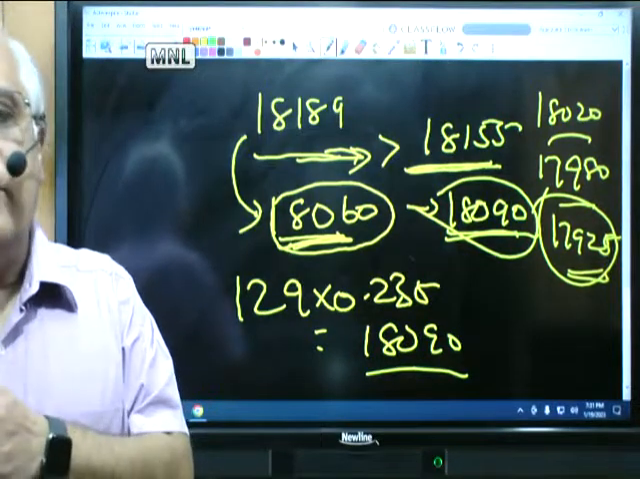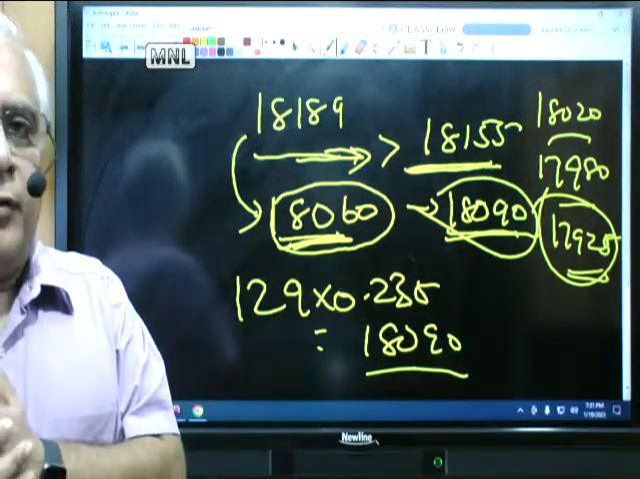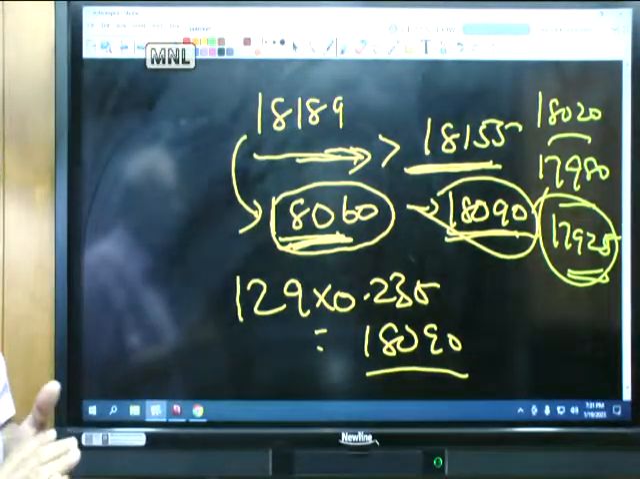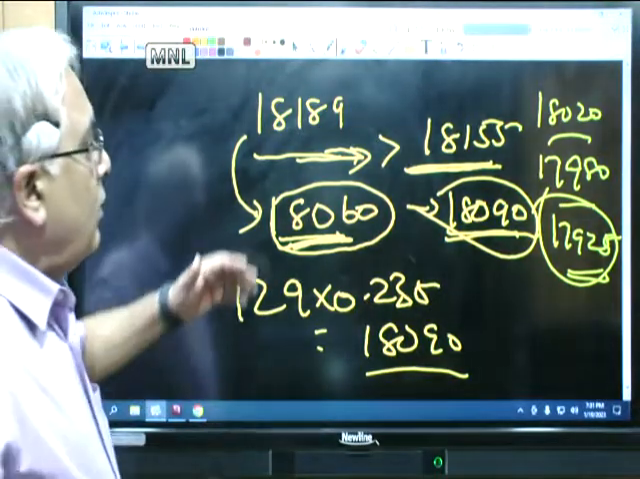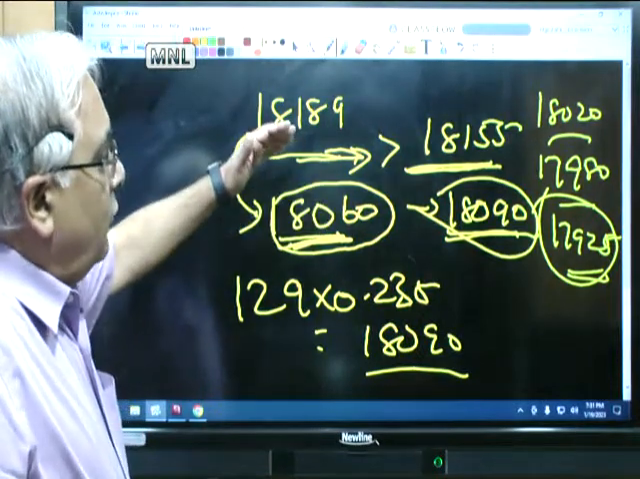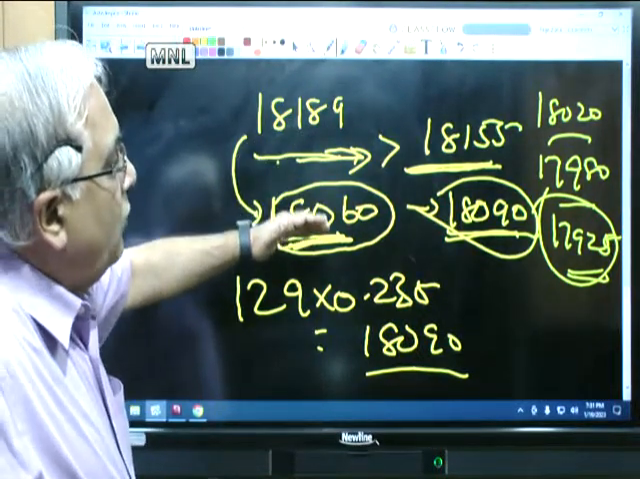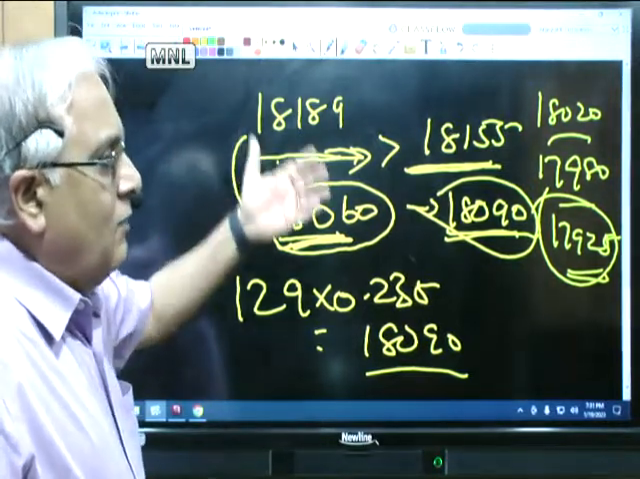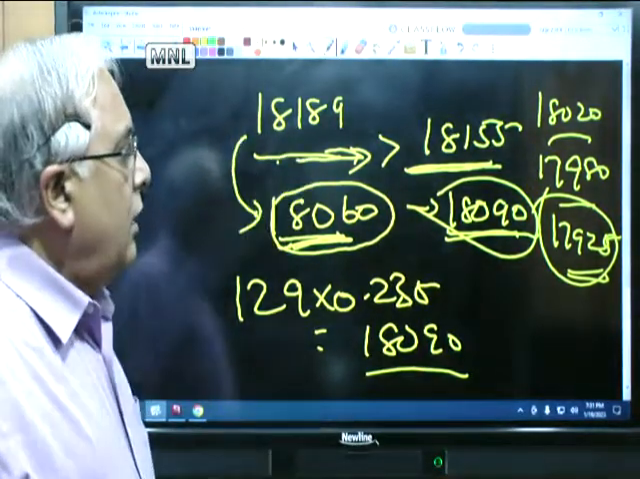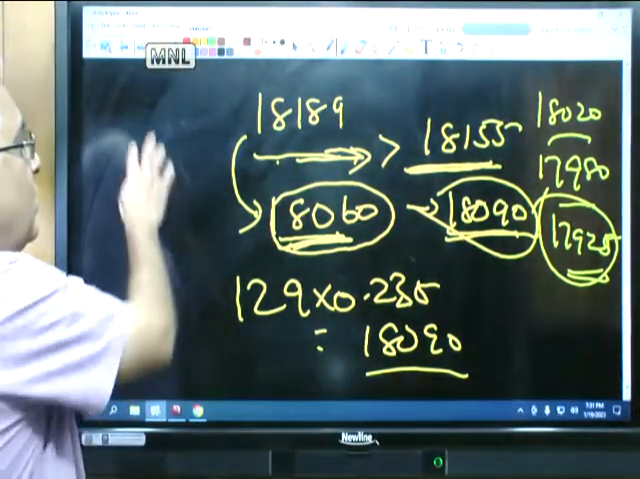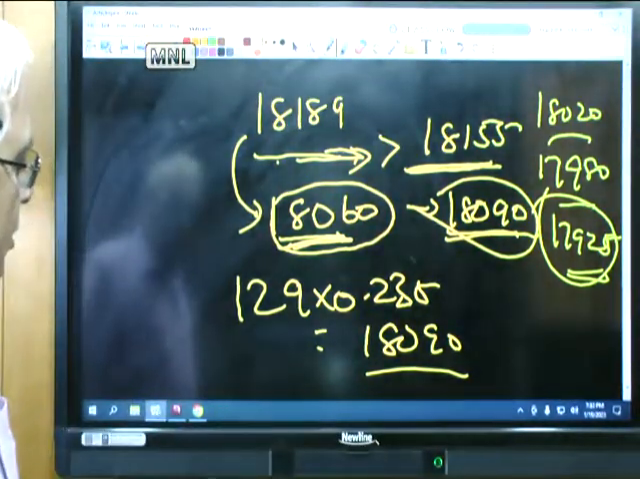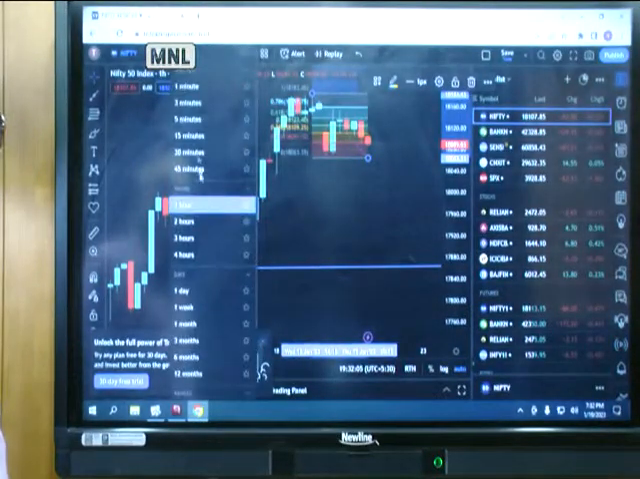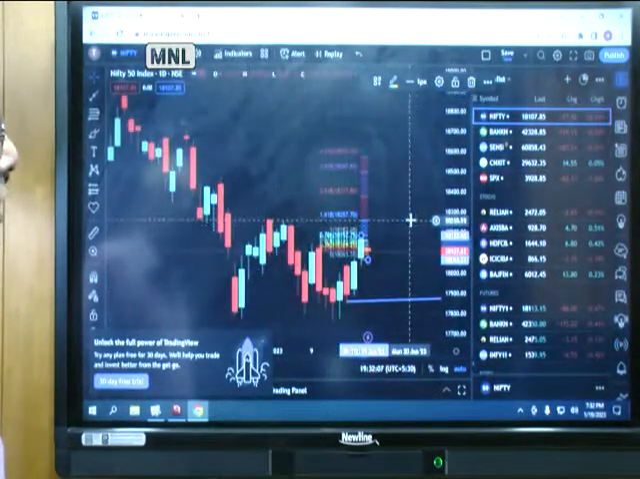Now, where do we take the profits? Suppose it starts to move up straight away; 18,189 to 18,060 is 129 points. Which higher levels are we looking at? It is 18,265, because that is where the market got resistance, right? So we look at the resistance levels where we can take the profit for the intraday, or any day's high.